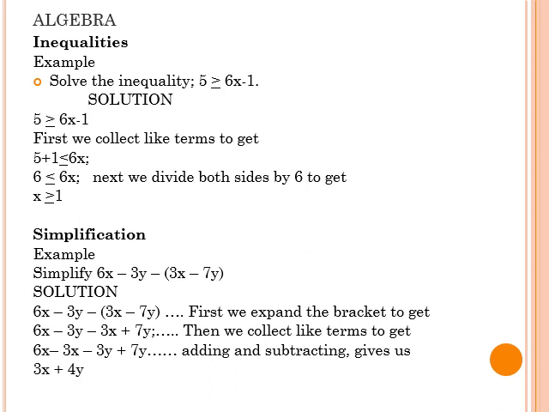Then we collect like terms to get 6x minus 3x minus 3y plus 7y. After adding and subtracting, we get 3x plus 4y. We have simplified this expression. What does it mean to simplify? To simplify means to bring it to its lowest term. 3x plus 4y, there's nothing we can do again. That means it's in its lowest term. So we have simplified it. Good.